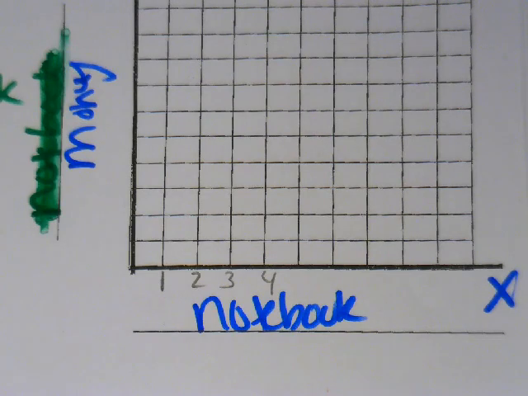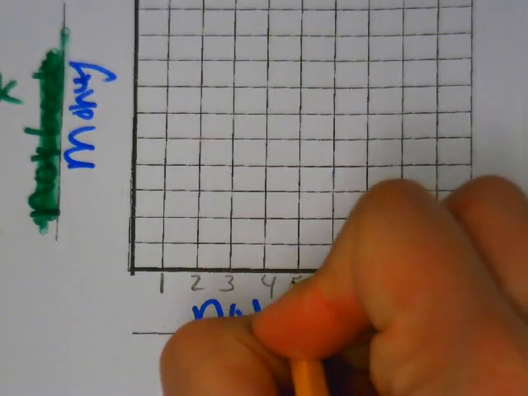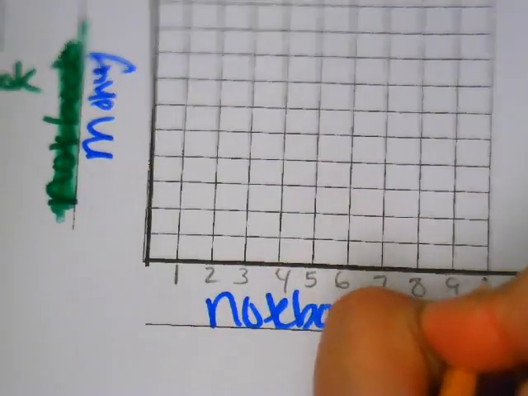Now, careful on the X, because we skipped 7, right? So you don't want to skip 7. So 1, 2, 3, 4. 1, 2, 3, 4. 5, 6, 7, 8, 9, 10, right?